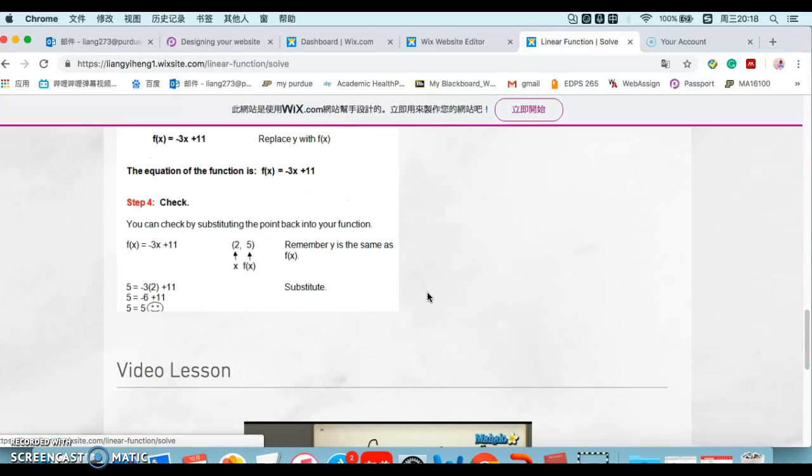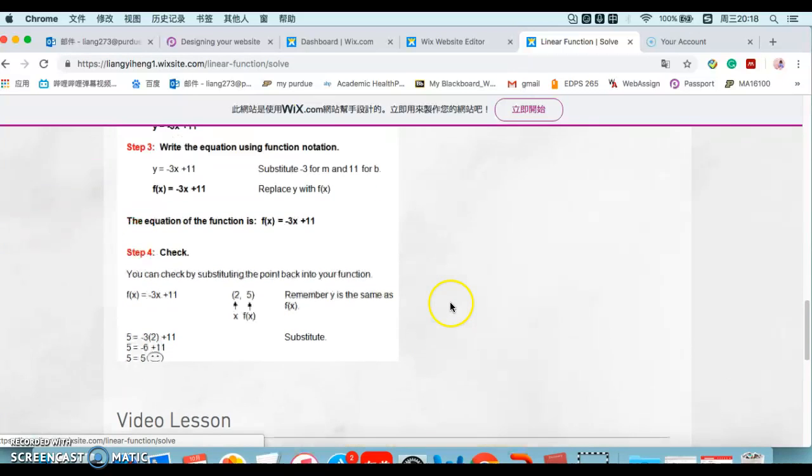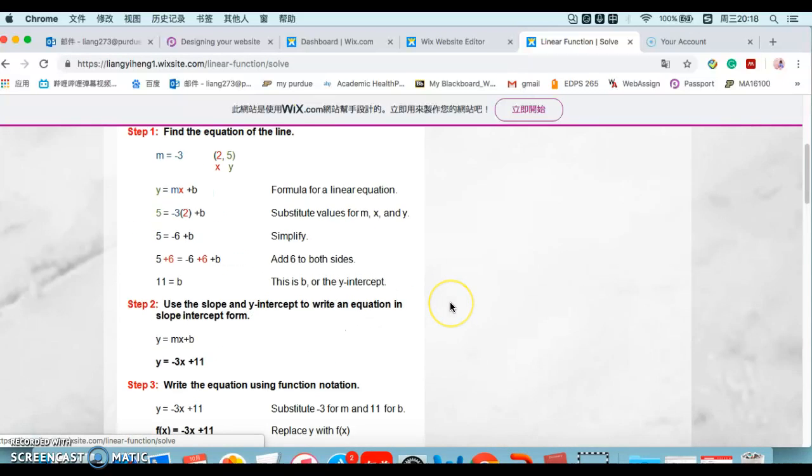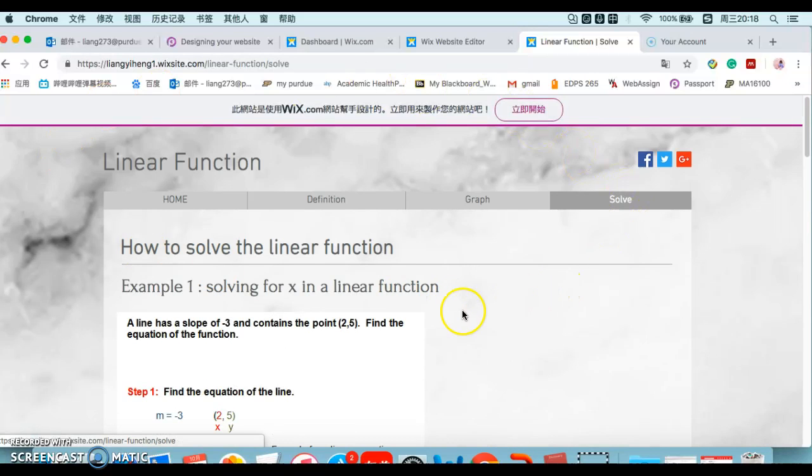Well, I think the most special feature about this website is that it is very concise. It means it is very straightforward and simple. Students and learners can have a brief knowledge about linear function. They can get this knowledge very quickly.